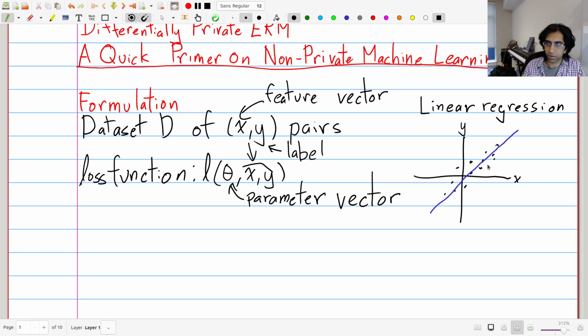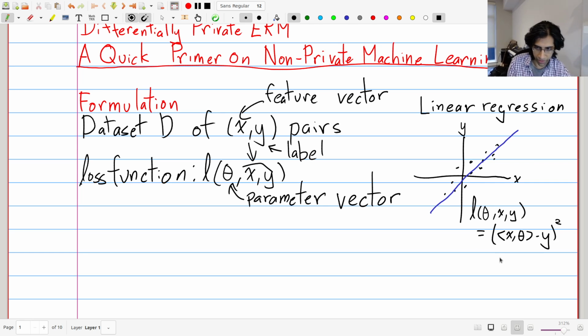So now, what is the loss function here, and what is the corresponding predictor? For linear regression, we have the following loss function. It's typical to use the squared error. Suppose you have this: the loss is going to be equal to the inner product of x comma theta, minus y, squared. So let's take a look at what this loss function measures.